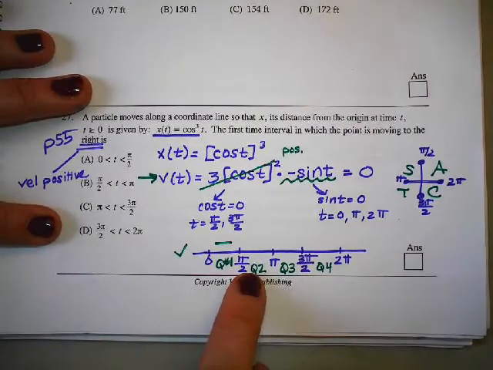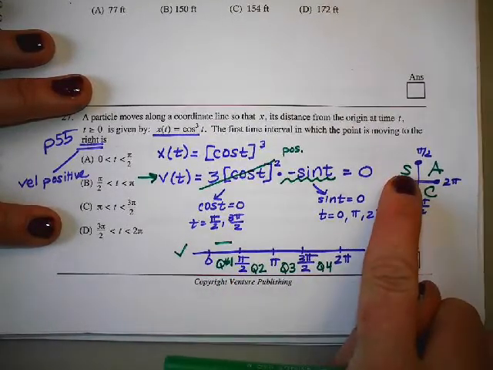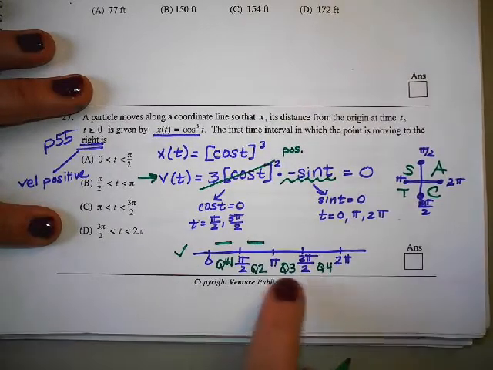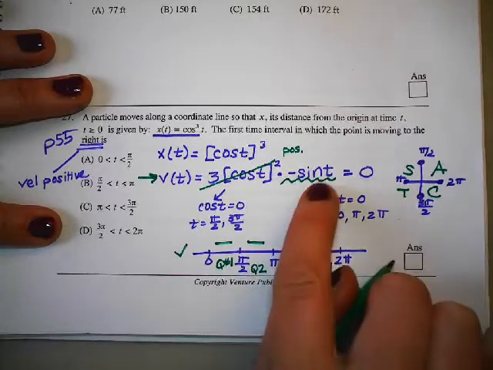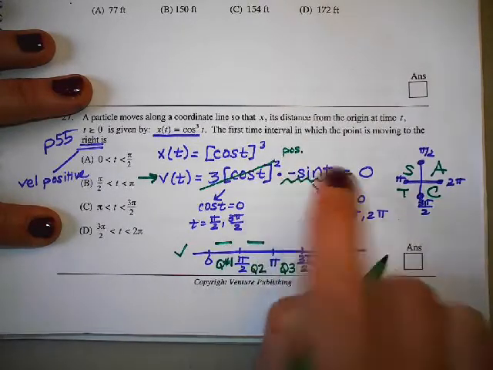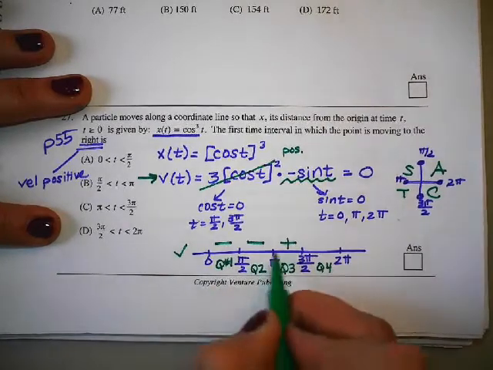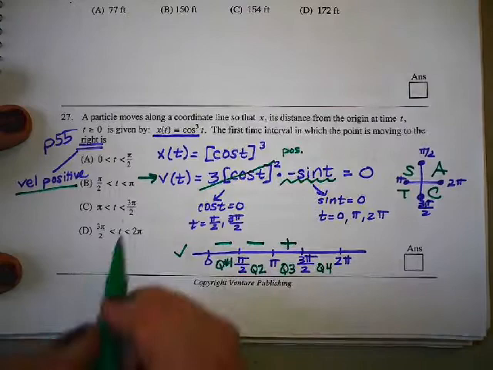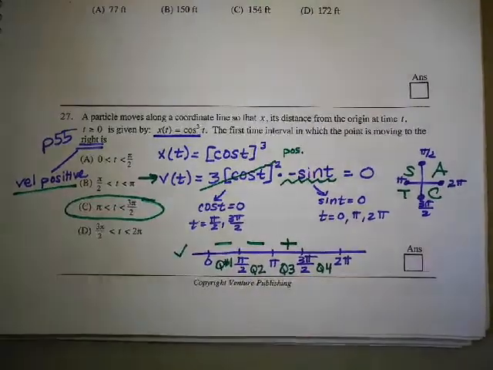Quadrant 2. The sine in quadrant 2 is also positive, but there's a little negative in front, so it's negative. Let's move to quadrant 3. The sine in quadrant 3 is negative, but a negative times a negative is a positive. That was the first time that we saw the velocity being positive, and so the answer would be answer choice C.